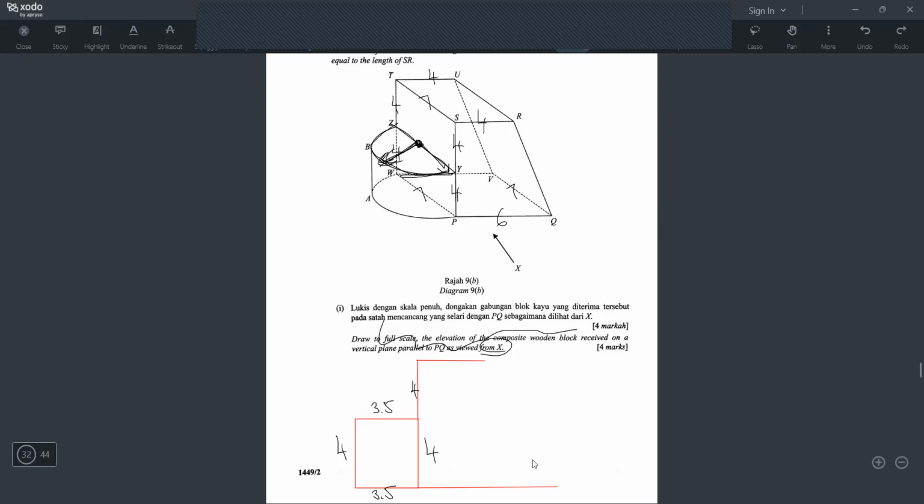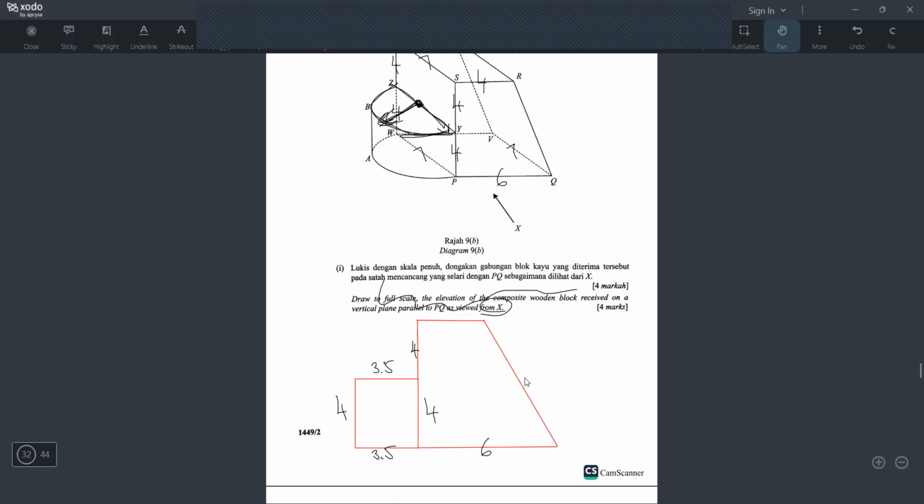Make sure you measure it. I didn't measure it, but you have to measure it. And then just join these 2 points, and then you will get this. I recommend you draw this line last, because it's a slanted line, so I don't recommend you draw it at first. You draw it last.